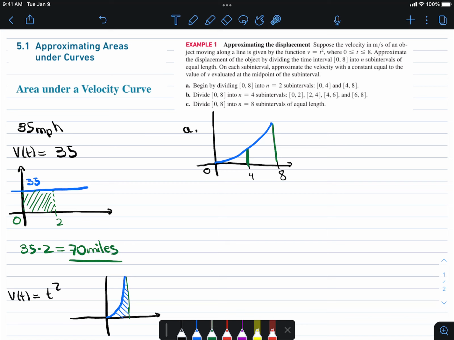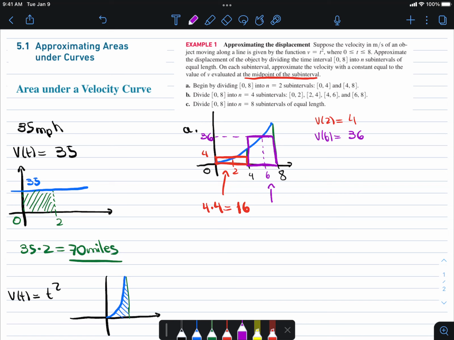So for the first area, I'll approximate the height here by the height at the middle. So at 2, I decide that because I was told to do that, using the midpoint 2. So what is v of 2? That will be 2 squared, which is 4. So at that point, I'll make a rectangle of height 4 and base 4. So this first area is 4 times 4, which is 16. For the second area, I'll use the midpoint between 4 and 8, which is 6. V of 6 is 6 squared, which is 36. So the height will be right here at 36.